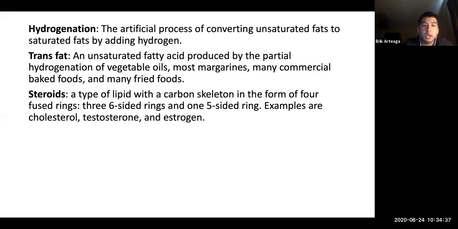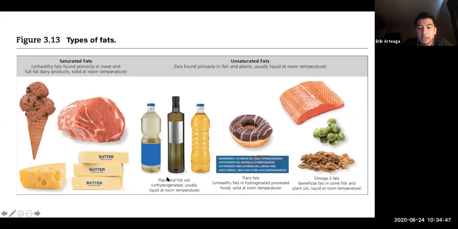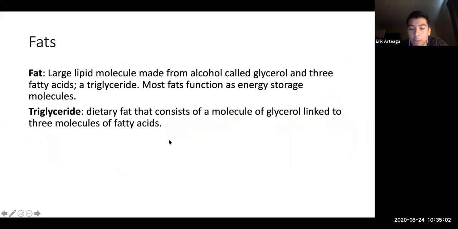So hydrogenation is the artificial process of converting unsaturated fats into saturated fats by adding hydrogen. Okay, so this can be a problem, right? So if you take these fish oils and nut oils and add heat, pressure, and hydrogen, right? So this is going to be called hydrogenated fats. Okay, you're essentially adding hydrogens to the double bond, right?